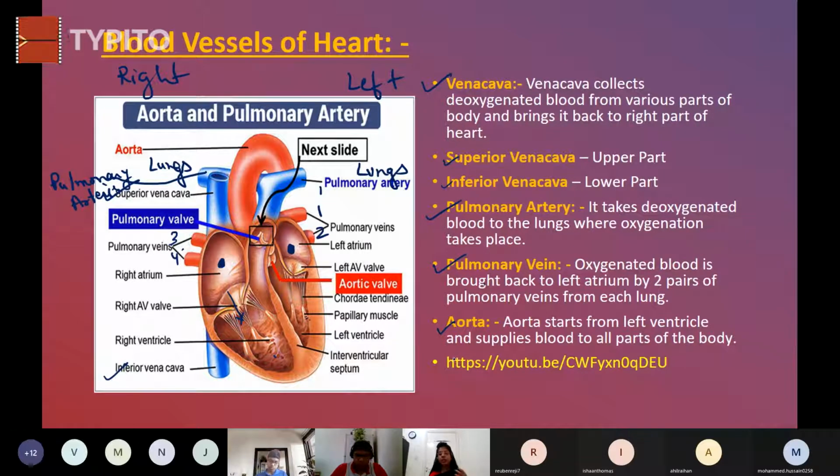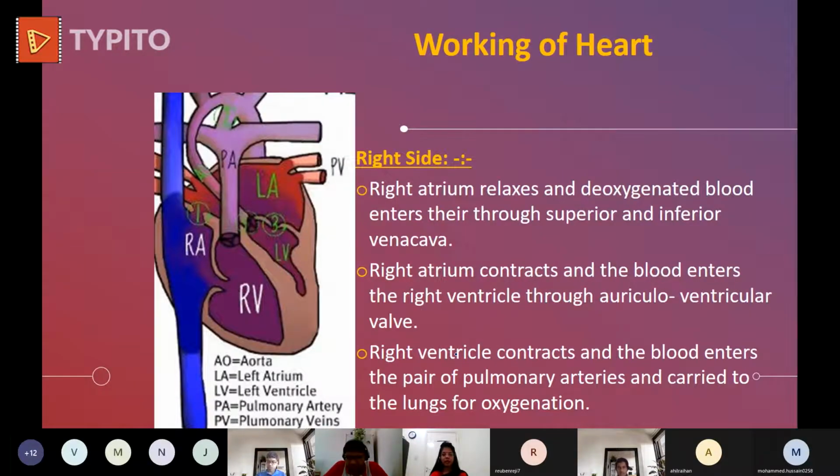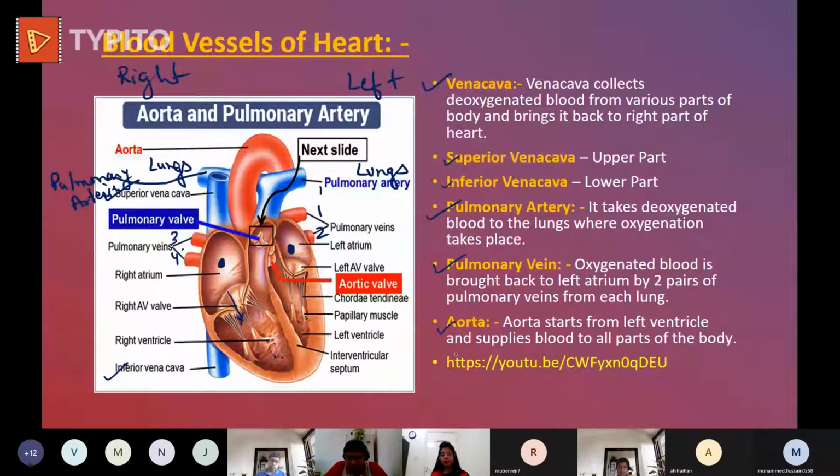Next is the aorta. What is the aorta? The aorta is the blood vessel which takes oxygenated blood away from the heart to supply all parts of the body, and the aorta later on divides into many arteries. So these are the blood vessels. What is the aorta again? The aorta is a blood vessel.